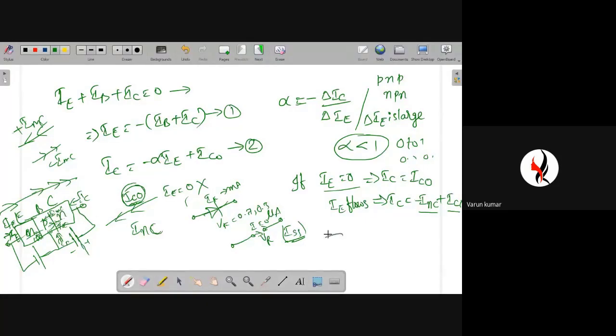IC is equal to minus INC. If INC is positive, flowing from left to right, minus INC will be taken as negative. So if you apply KCL, you will get minus INC plus IC. I want to find delta IC because I want to substitute it in the transport large signal current gain, that is alpha. Delta IC is given by minus INC plus ICO minus ICO, and the ICO terms get cancelled, and the remaining will be minus INC.